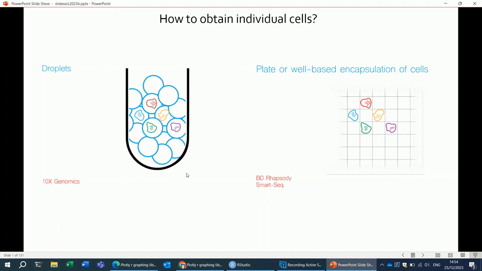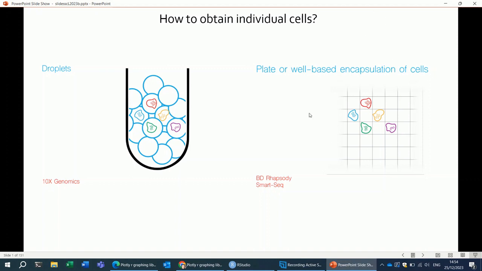So in the droplet-based system, you work with an oil solution, and in that oil solution, there are small water droplets. So it's like an inverted mayonnaise, basically. And in these water droplets, you can inject individual cells. So in this way, you get water droplets that each contain one single cell.